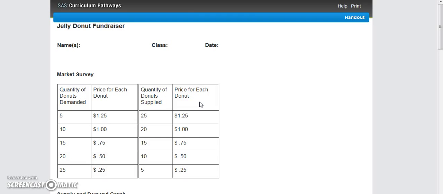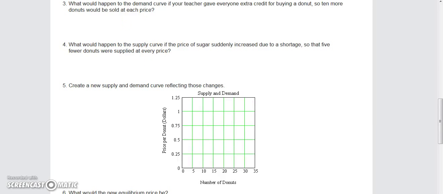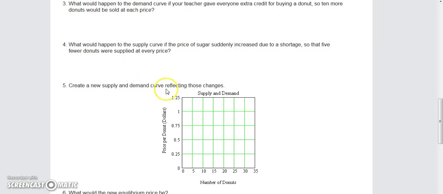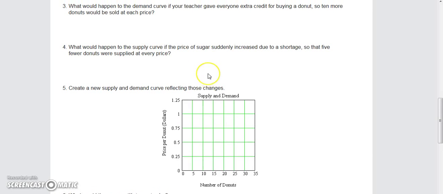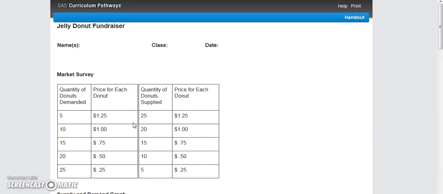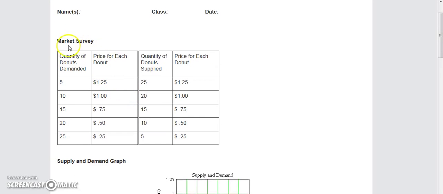This is the one that has your data. Also, there are questions on here. The questions that are on here will come up in U4A4. So you, again, don't need to write them down on here, but you will be answering them on the next assignment. So let's go ahead and clarify some things on this part. What you're going to be doing is creating a graph that has a supply curve and a demand curve on it. So as you can see right here, we have our quantity of donuts demanded for each price, and then we have our quantity of donuts supplied for each price. So these are our data points.